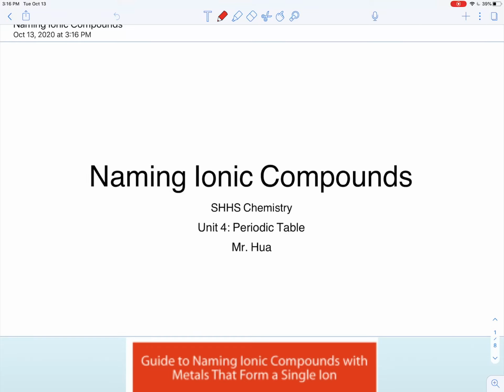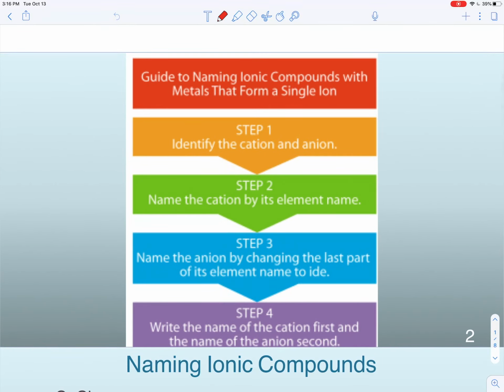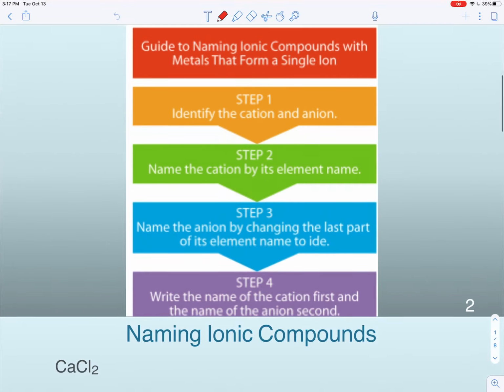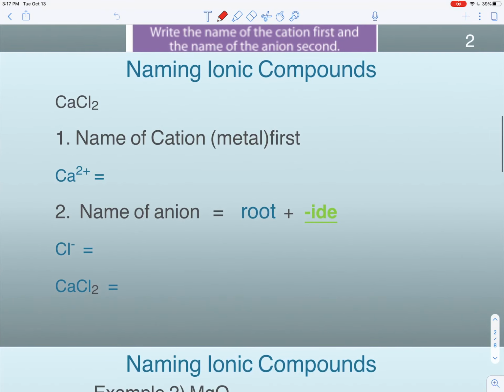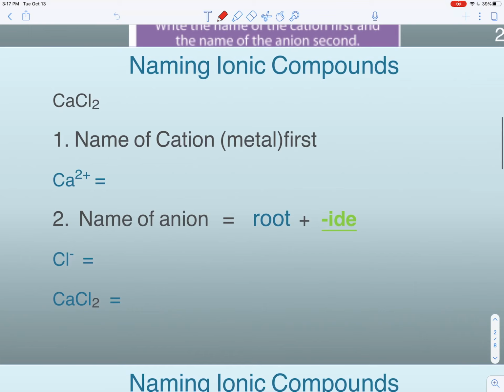Hi everyone, we are going to be naming ionic compounds today. So I'm going to show you how to do that. There are several steps that we'll go through, and I'll just walk you through each step through examples. Okay, so don't worry about this. And we'll start with CaCl2. So we're going to try to name this here.